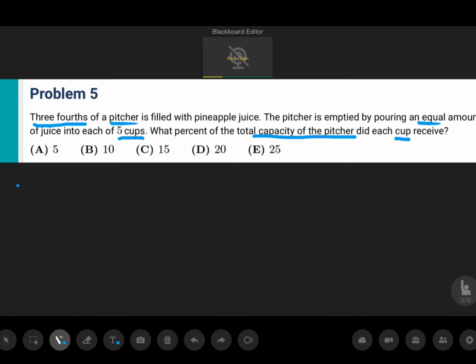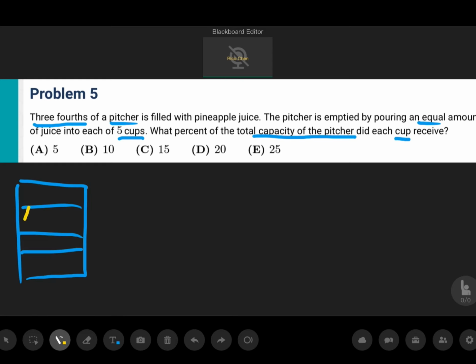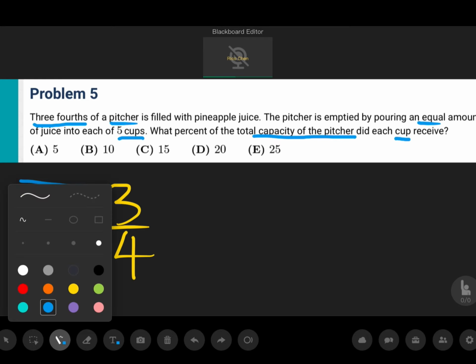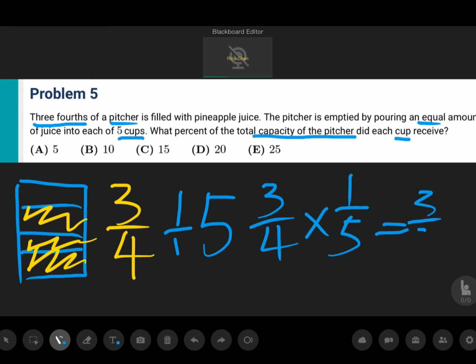Okay, so let's assume we have this rectangle pitcher. It can be any type, but this is easier to split into fourths. So pineapple juice, so we'll use yellow. 3/4 is filled with pineapple juice, meaning that we have 3/4 right here. Now, if we want to know how much is in each cup, there are 5 cups and they report equally, we can just divide this by 5. And then, using keep it change, you flip it, 3/4 times 1/5, which equals 3/20.